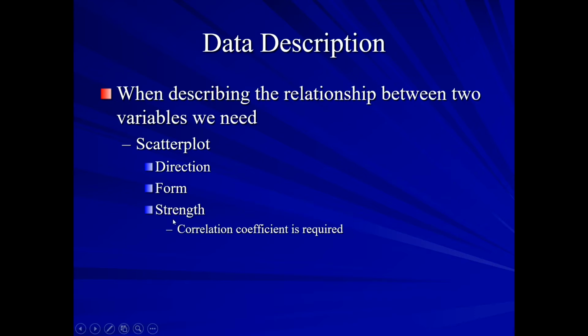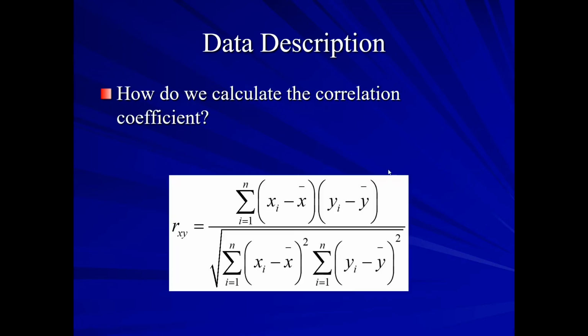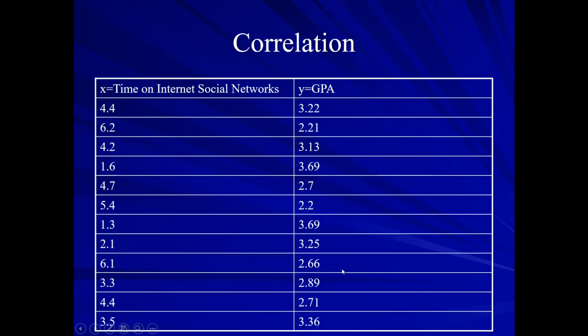But among that strength, we need to make sure we include the correlation coefficient. So how do we get the correlation coefficient? Well, again, we said correlation between x and y was the sum of the xy deviations divided by the square root of the sum of the squared x deviations times the sum of the squared y deviations.